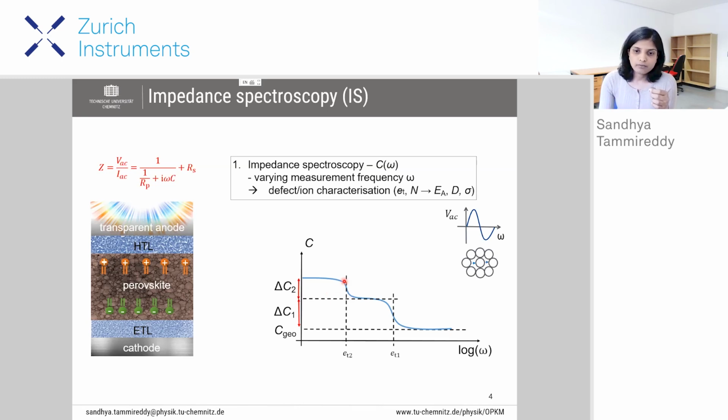The corresponding inflection points, which were shown here, these two points, would give you the migration rate. That means the rate at which the ionic defect will perform the jump from one lattice site to the other lattice site. And the corresponding capacitance step height will contain the information of the mobile ion densities. So that's one way of doing it.